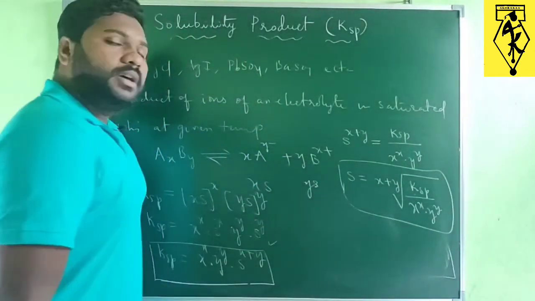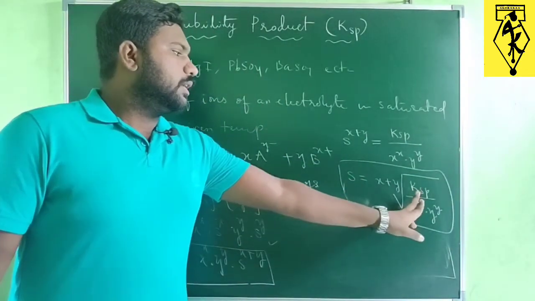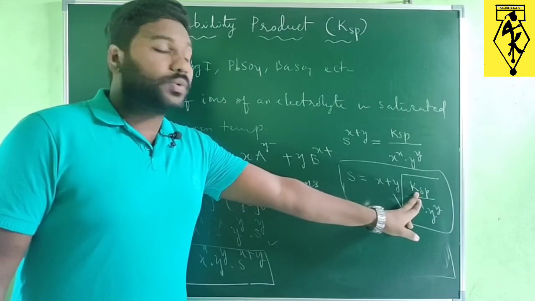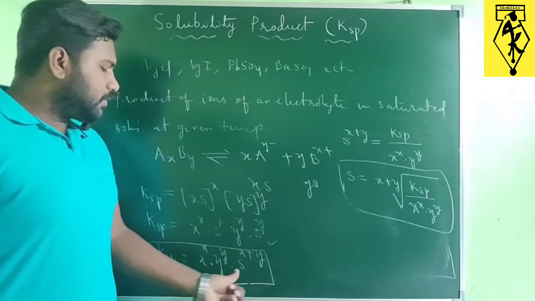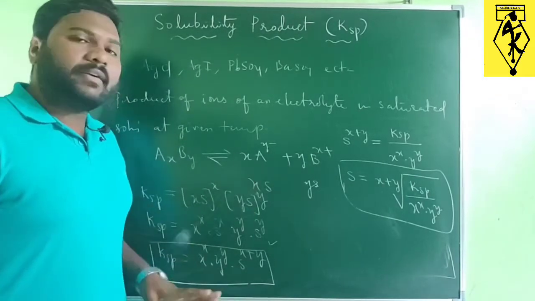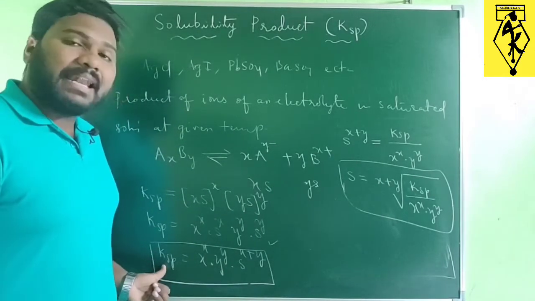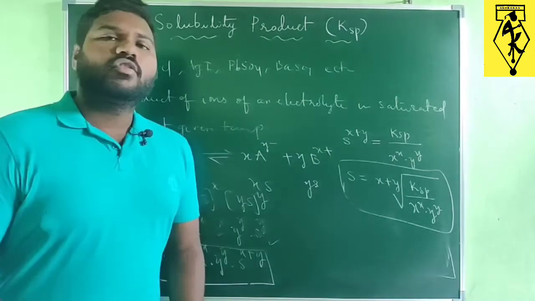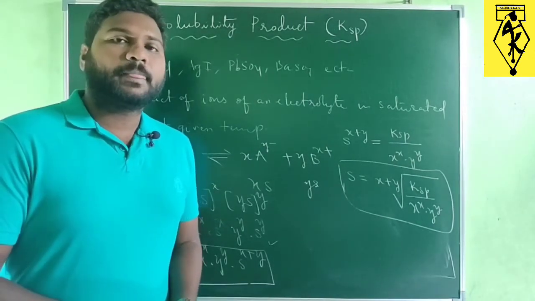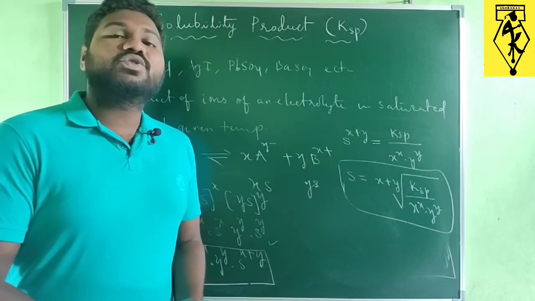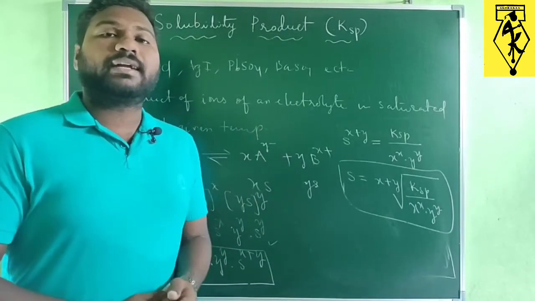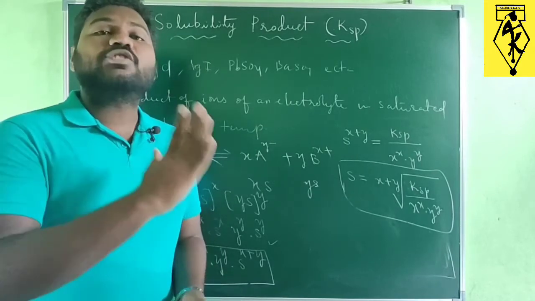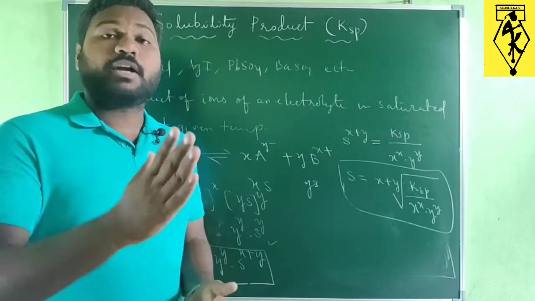Sometimes they will give the Ksp value and ask you to calculate the solubility, or else they will give the solubility value and some electrolyte and ask you to calculate Ksp, the solubility product. You must remember one important point here. The solubility product is not the ionic product under all conditions, but the solubility product is the ionic product when the solution is saturated. This point we must remember.